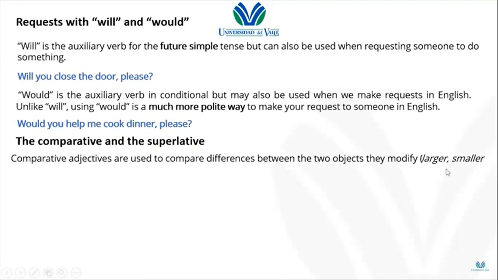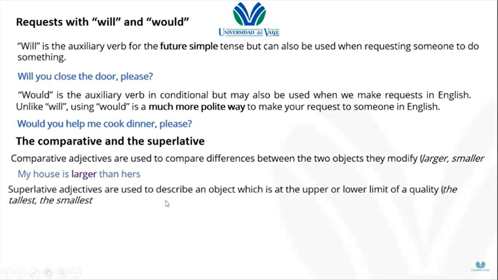And something important here is that we have to use the word than between these two objects that we modify, right? Example, my house is larger than hers. Okay, than is very important when using the comparative form.